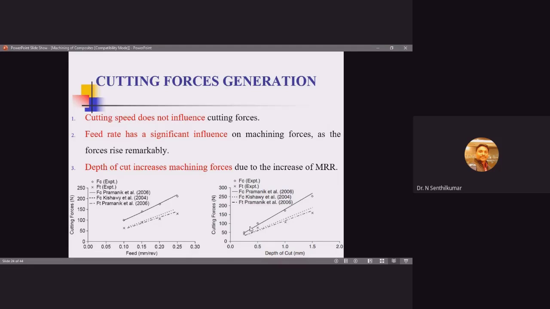going to be higher. In these cases, rather than that of feed rate, the depth of cut influence is higher. Because when the depth of cut increases, the amount of material removed will also be increasing. Am I right? When the depth of cut increases, the material removal rate increases. So it has a higher impact on the cutting forces generated, because more material will be deformed. So that is the case.